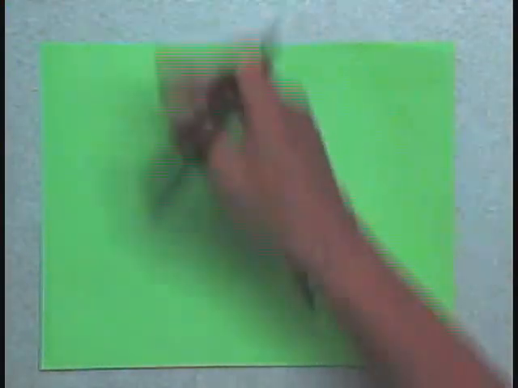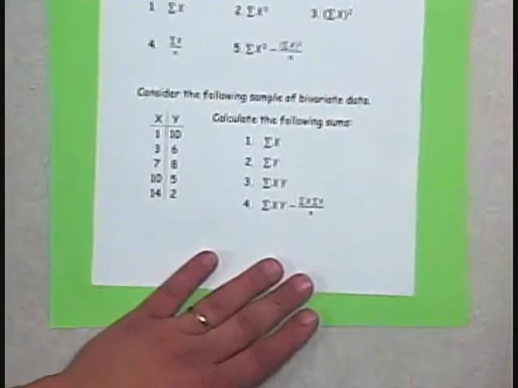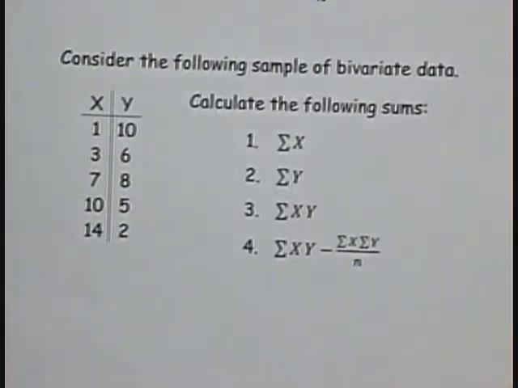Okay, so let's try a daily activity. So you can add this to your other sums if you want. This is some bivariate data. And you are going to calculate these sums. So go ahead and press pause.